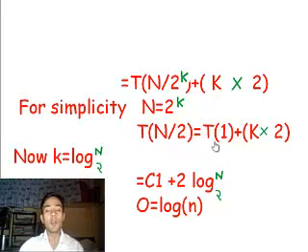The c1 is obtained because T(1) implies the time consumed when the number of elements in the array is 1. So we obtain this equation, and so big O is equal to log of n. This relation is very important. This relation is the running time complexity of the binary search algorithm.